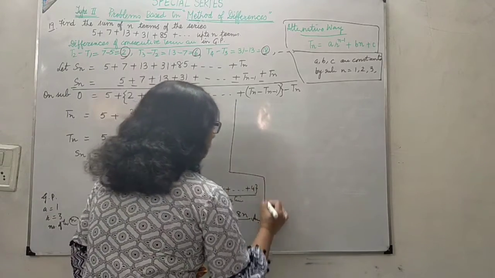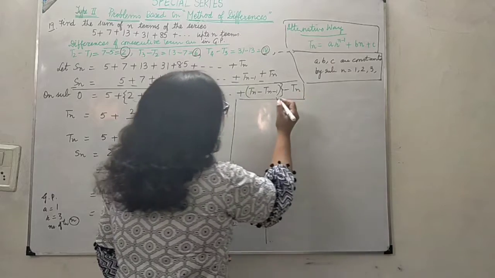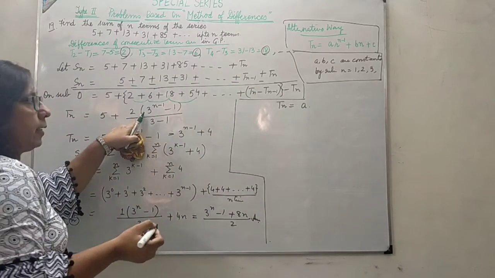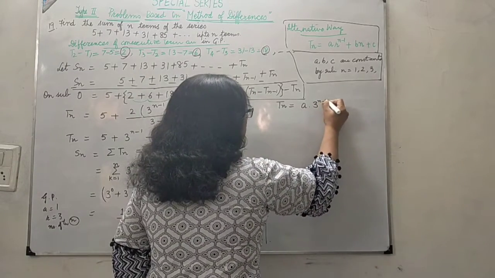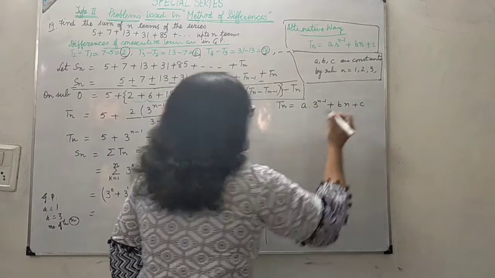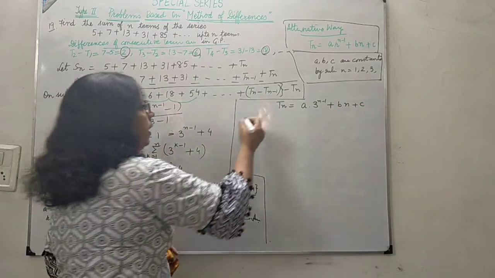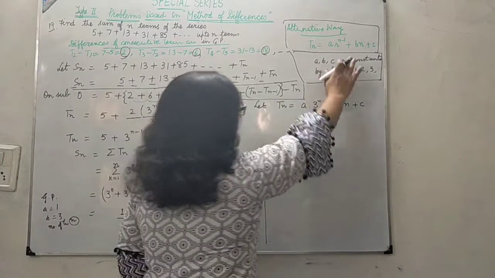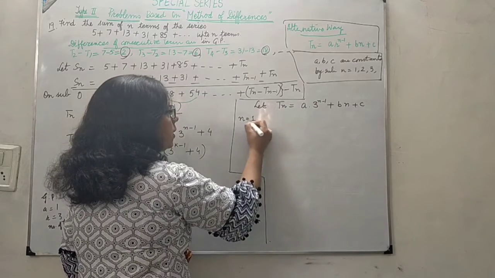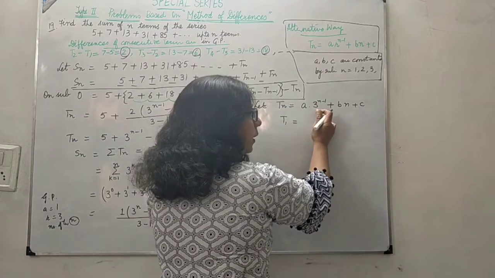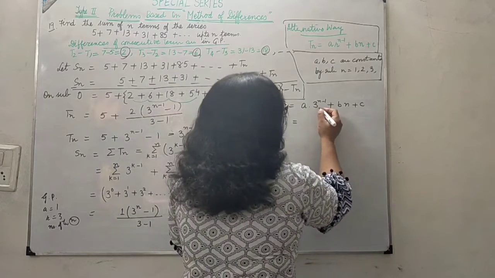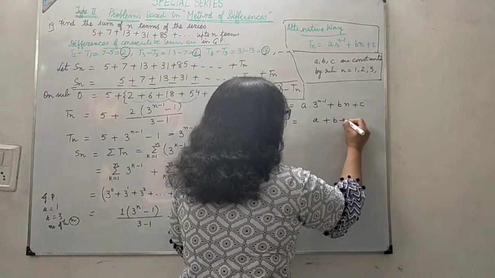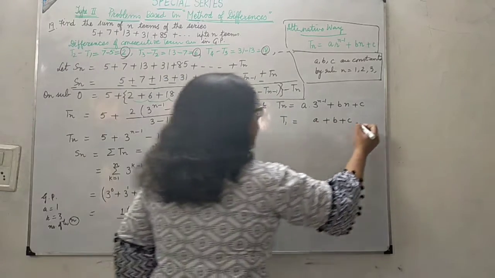Let me try over here. Please see this. We have Tn general term as a into r to the power n minus 1 plus bn plus c. R we have got as 3. This is your general term we can take when the differences of consecutive terms are in GP by our formula. Now, if I substitute n as 1, then T1 will become a into 3 raised to power 1 minus 1, that is 3 raised to power 0, which is 1. So a plus b plus c, and the first term is 5.